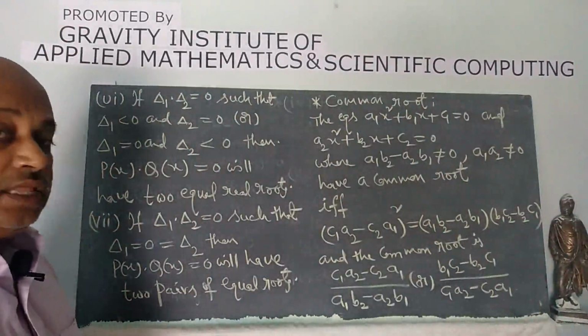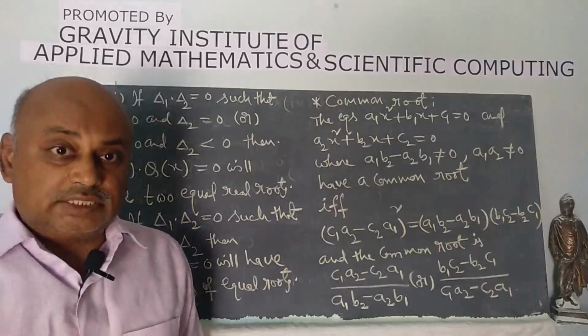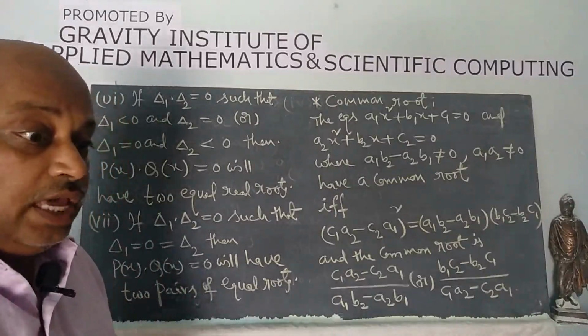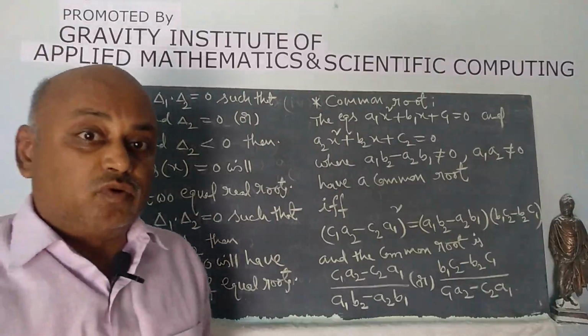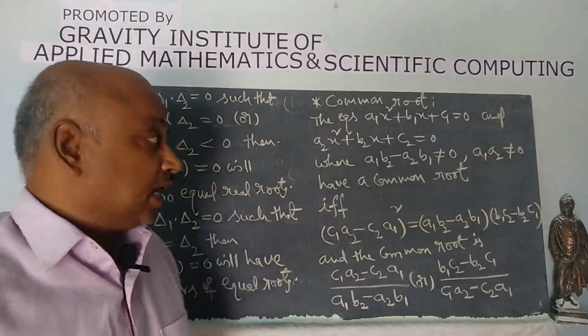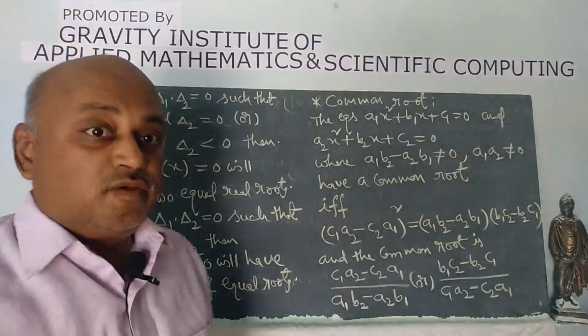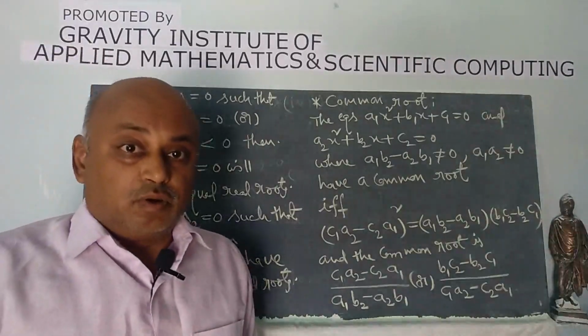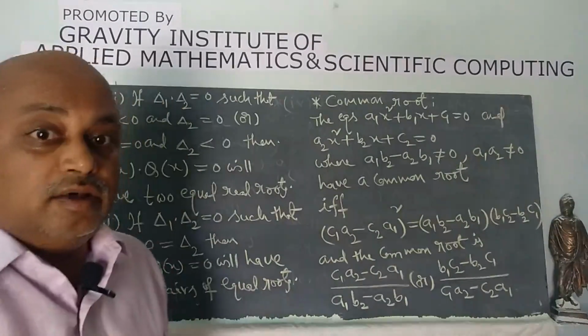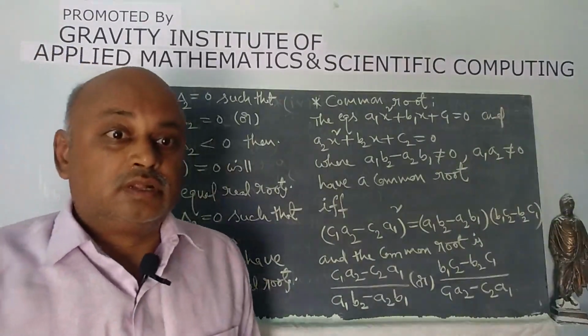So these are the very important results. The first one is nature of the roots of two quadratic equations. The second one is suppose two quadratic equations will have a common root. What will be the condition and what is the common root?